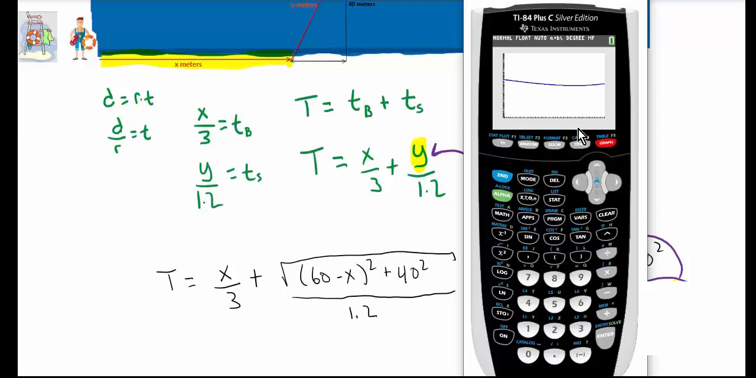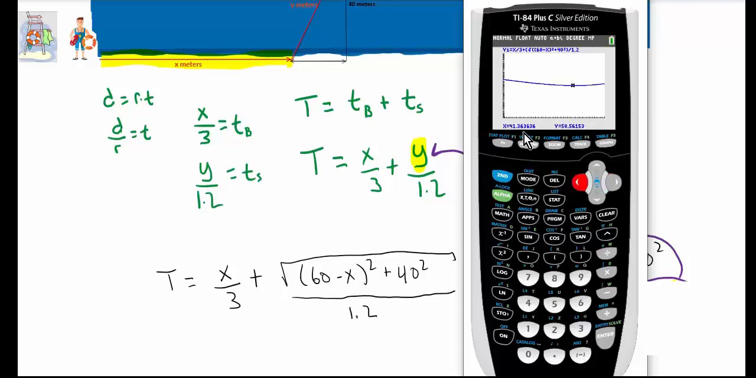It's a little unfortunate that I chose a window for which the graph looks relatively flat. I could change the window to make this look more like a U-shaped curve, but it's not necessary. I can see that the curve is decreasing, flattens out, and starts to increase. There's a definite minimum somewhere in here. If you press trace and use your arrow keys, you could trace along the curve and get an estimate of how long it's going to take to save the child.